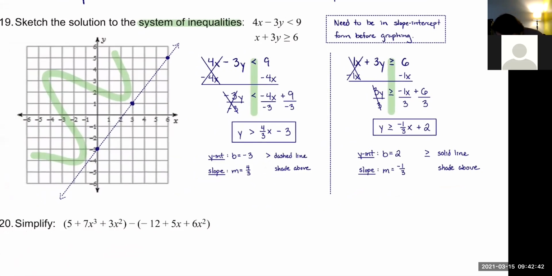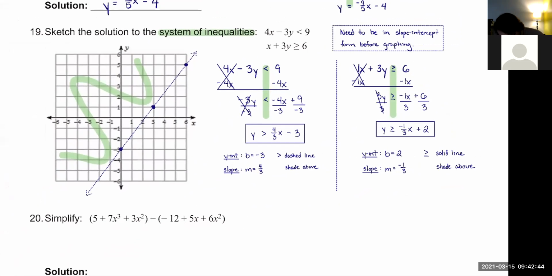So with that information now, I can start putting that on my coordinate plane. So the y-intercept is at +2. So at +2 on the y-axis, put a point, our first point, with a slope of -1/3.